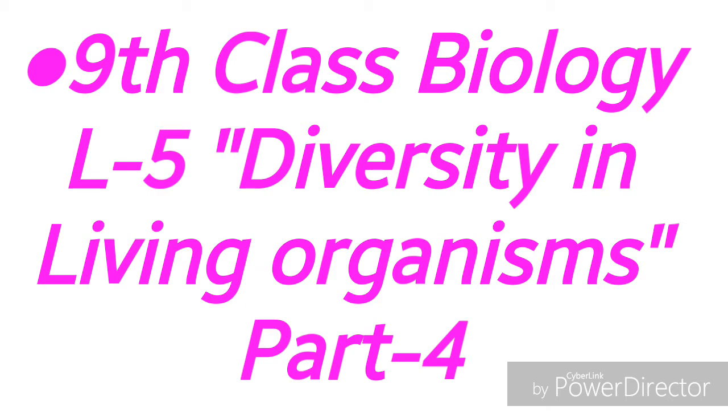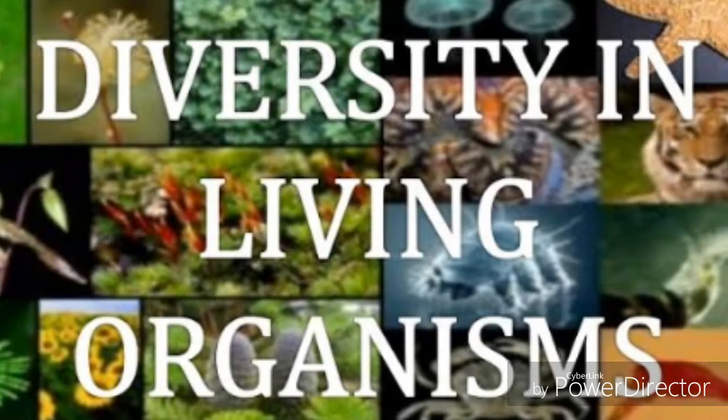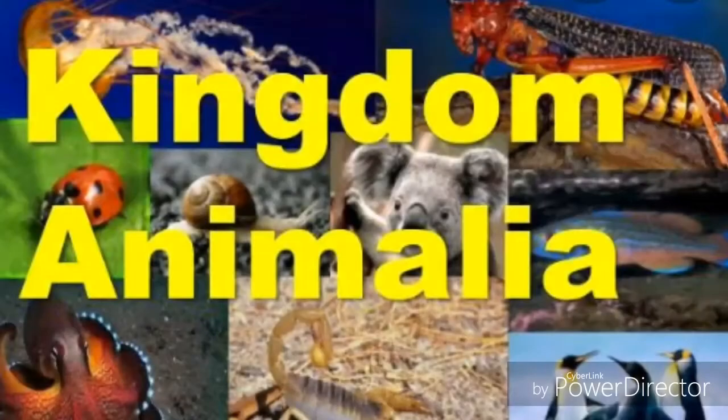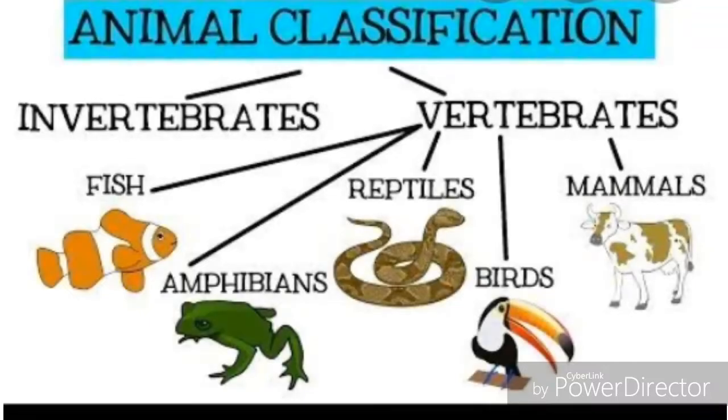In the last class, you have learnt about kingdom Plantae in Robert Whittaker's 5 kingdom classification. Today, let us learn about kingdom Animalia. Just like two broad categories in Plantae, non-flowering plants or cryptogams and flowering plants or phanerogams, in the same way, in Animalia, there are two broad categories. They are invertebrates and vertebrates.